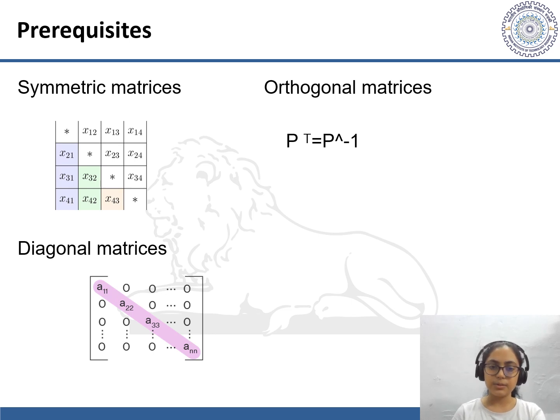Symmetric matrices are those which are symmetric about the diagonal. That is, if you take a matrix A and then transpose it, you'll be getting the same matrix back again. Orthogonal matrices are those which follow the simple condition of P transpose being equal to P inverse. And then diagonal matrices are those which have non-zero elements situated only along the diagonal, and the rest of all non-diagonal elements are zero.